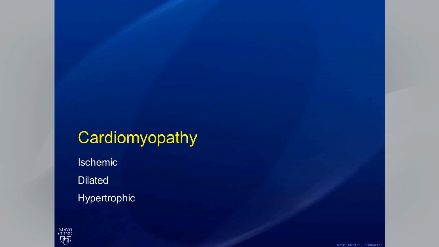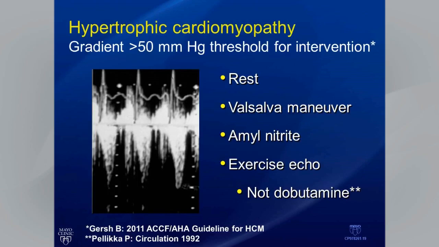We usually use this in our practice to evaluate patients with hypertrophic cardiomyopathy who are symptomatic. Our protocol in our laboratory is to try to get the gradient up to 50 millimeters mercury, which is the threshold for intervention. On our rest echo, we'll see if this type of gradient is present. Then we'll try a Valsalva maneuver. If we still haven't gotten it to 50, we'll give amyl nitrite. And if this still doesn't produce the gradient in a symptomatic patient, we'll do an exercise echo.